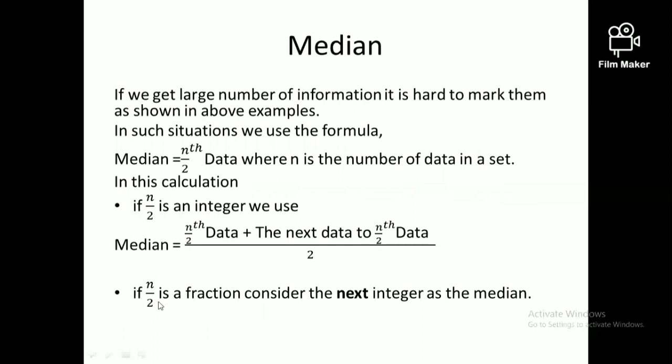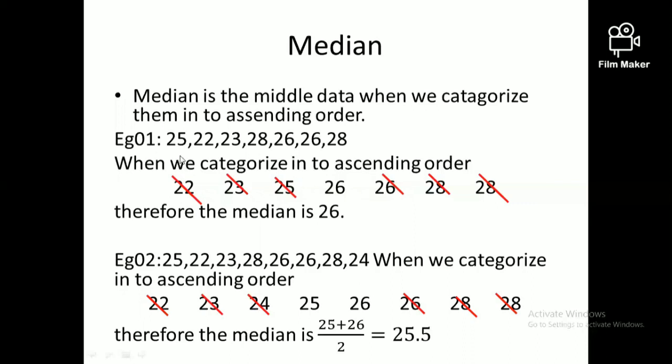The second consideration is when you get n divided by 2, if it's a fraction or a decimal answer, simply you take the next integer. For example, here, 1, 2, 3, 4, 5, 6, 7. 7 divided by 2 is 3.5. Then if it is 3.5, not approximation, remember children, go ahead with the next integer. What is the next integer after 3.5? That is the 4th data. See what the 4th data is: 1, 2, 3, 4. So simply you can say the median is 26.